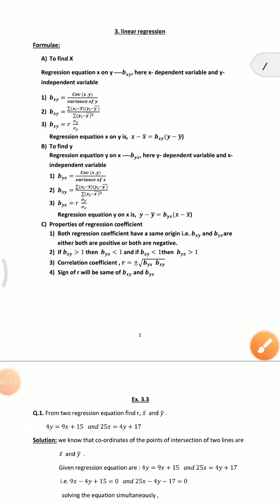Hello students, now we see the maths paper 2, third chapter, linear regression. Already we have studied exercise 3.1 and 3.2. Now we have to study exercise 3.2. Before you start exercise 3.2, let us see the formulas.